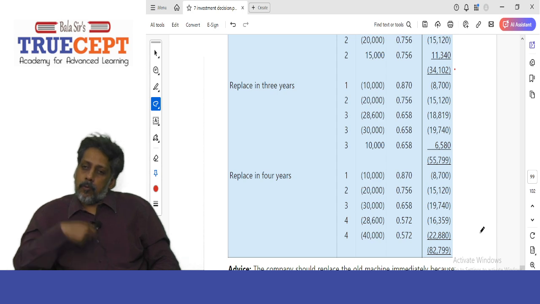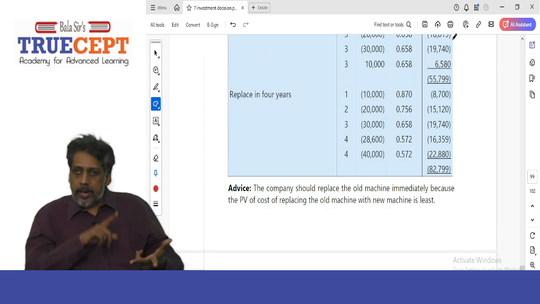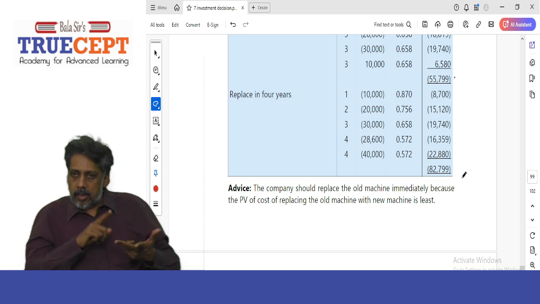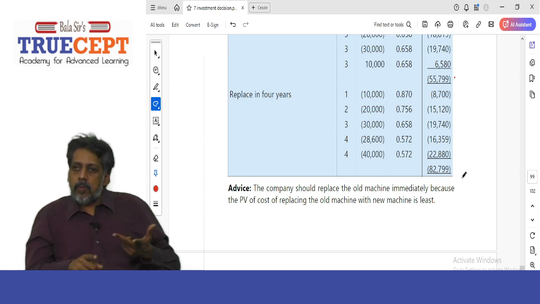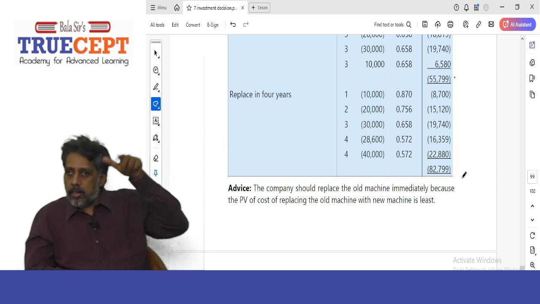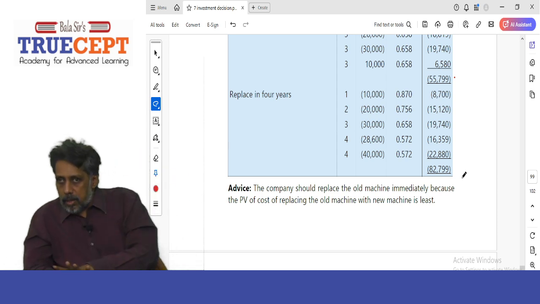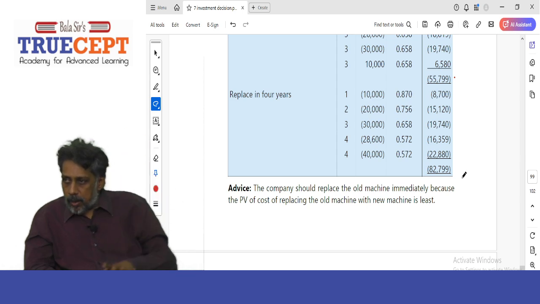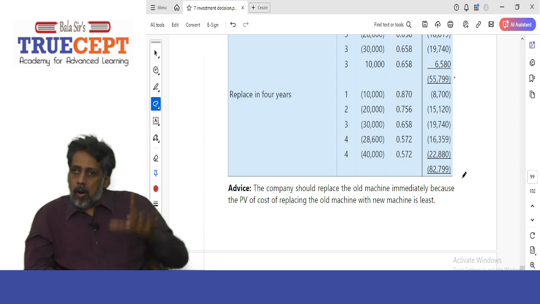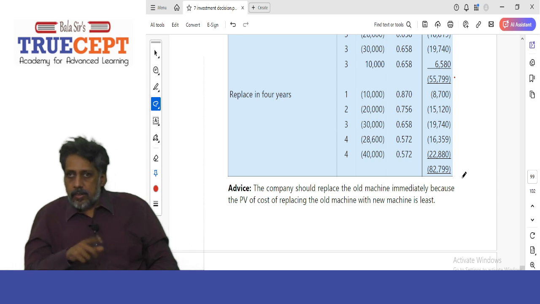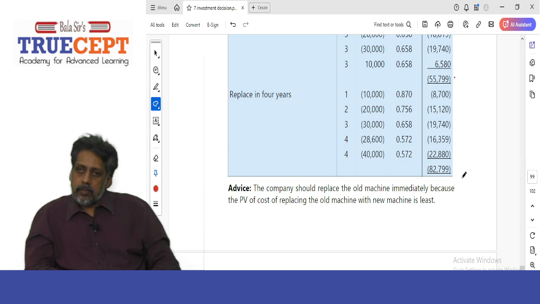Then you go to year 4. I'll take 10,000 rupees into 0.870, 20,000 into 0.756, 30,000 into 0.658, and also 40,000 into 0.572, and there is no salvage value. But what is the cost of running the new machine? 28,600 into 0.572. That's it. Adding up all, minus 82,799. And you saw the cost is increasing year on year.